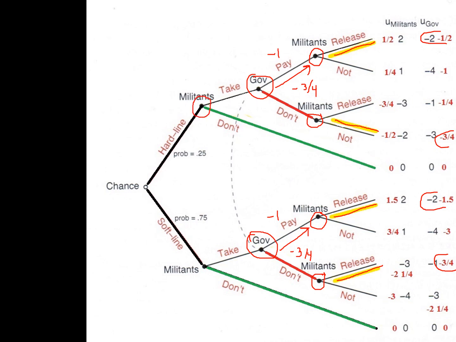And the last node to solve is then for the militants. The militants have a choice, looking first at the top, where if they don't take hostages, the payoff is 0. If the militants do take hostages, it's going to go through the government node to don't pay, and then into the not category, where the militants have a minus half. And 0 is better than minus half, and so the militants are going to choose don't take hostages.